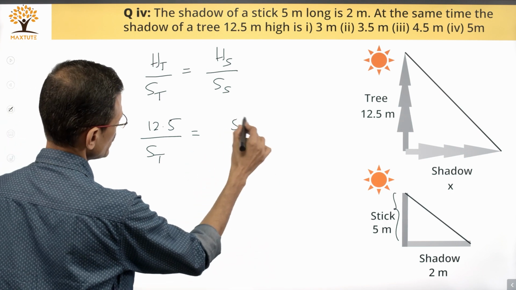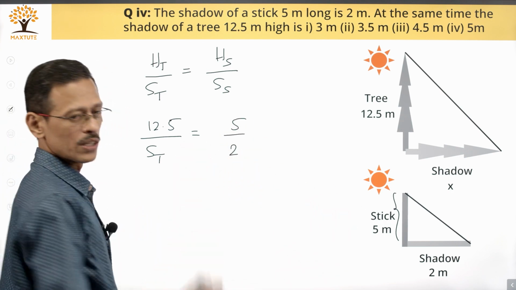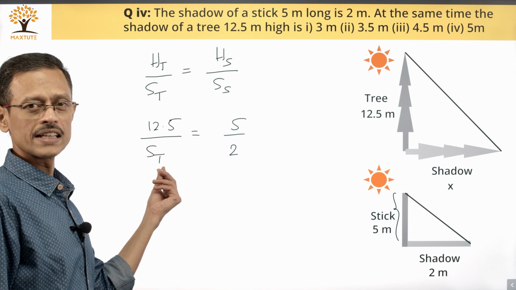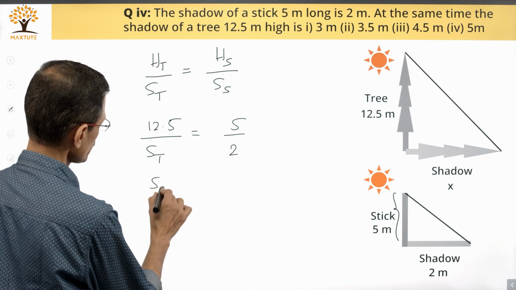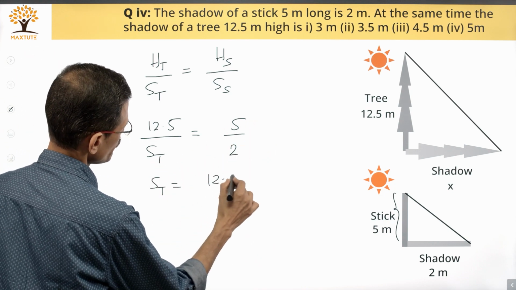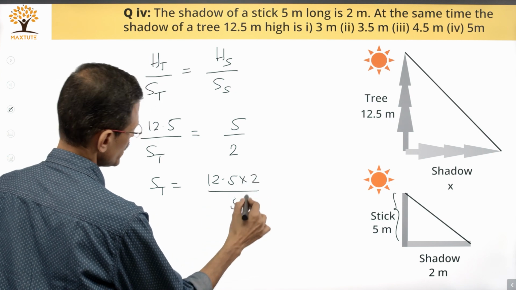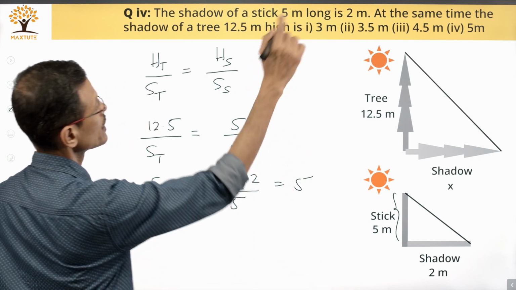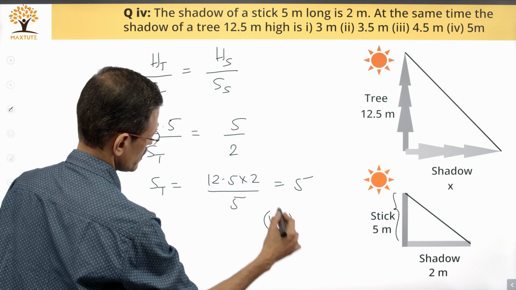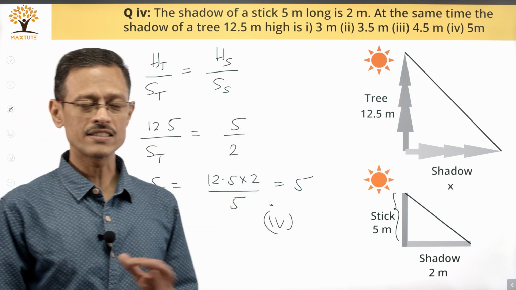Height of the stick is equal to 5. Shadow of the stick is equal to 2. So essentially we need to find out shadow of the tree. Cross multiply and find the answer. Shadow of the tree is equal to 12.5 times 2 divided by 5. 25 by 5 is equal to 5. Choice 4 is the answer to this question, right? So this part is also done, very simple.